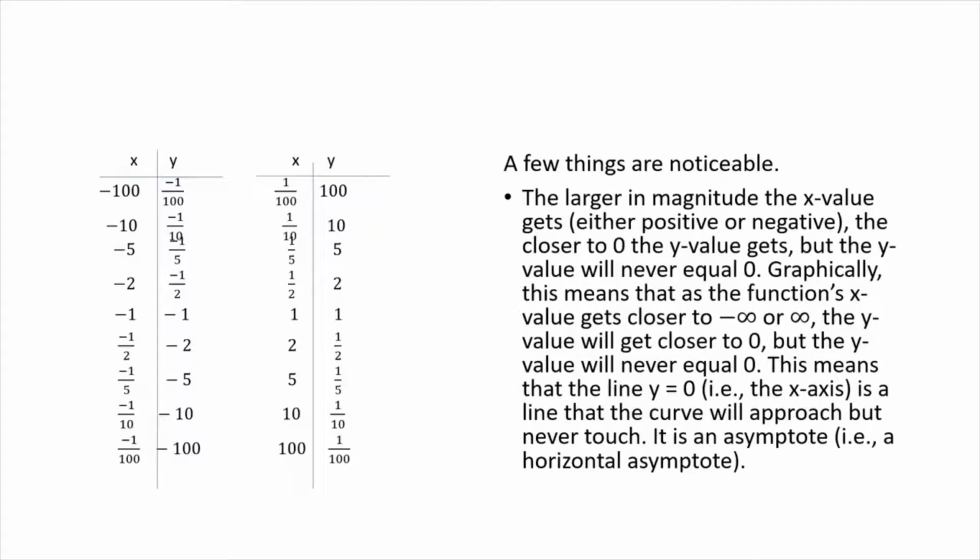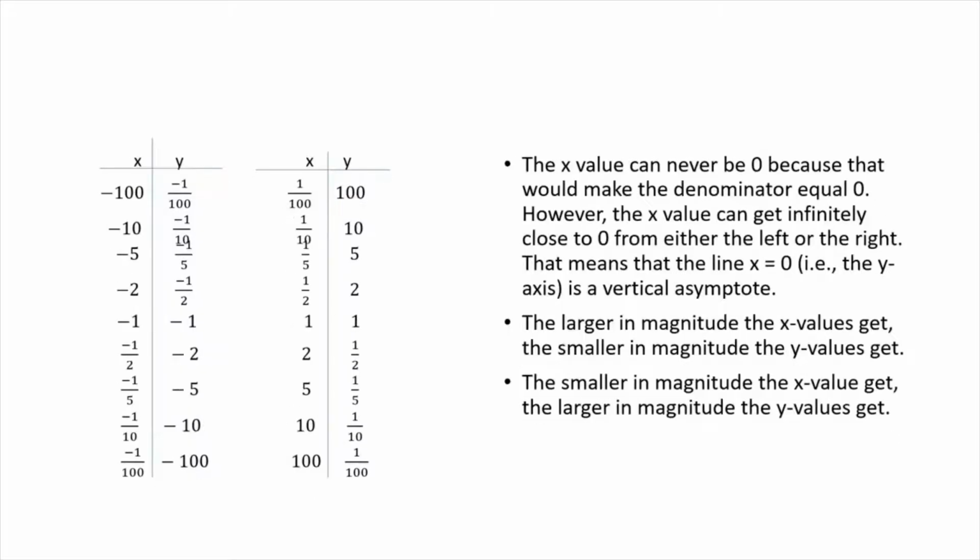This means that the line y = 0, i.e. the x-axis, is a line that the curve will approach but never touch. It is an asymptote, i.e. a horizontal asymptote. The x value can never be 0 because that would make the denominator 0. Remember, the function is y = 1 over x. If I let x = 0, the denominator is 0. We can't allow that. So that means the x value can get infinitely close to 0 from either the left or the right. The line x = 0 ends up being a vertical asymptote.